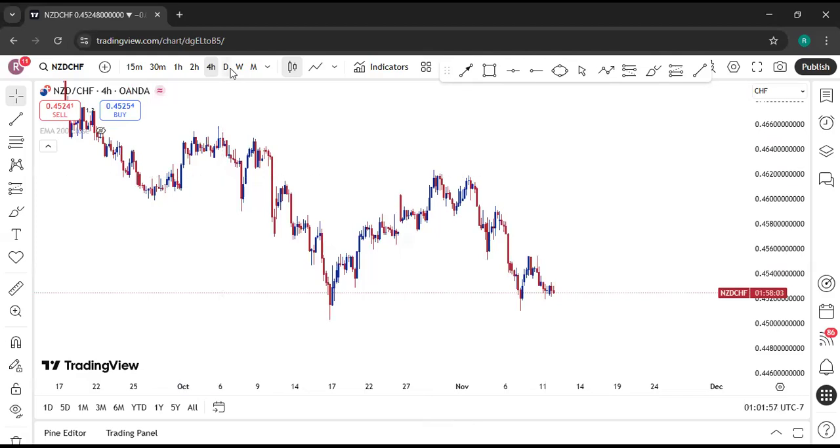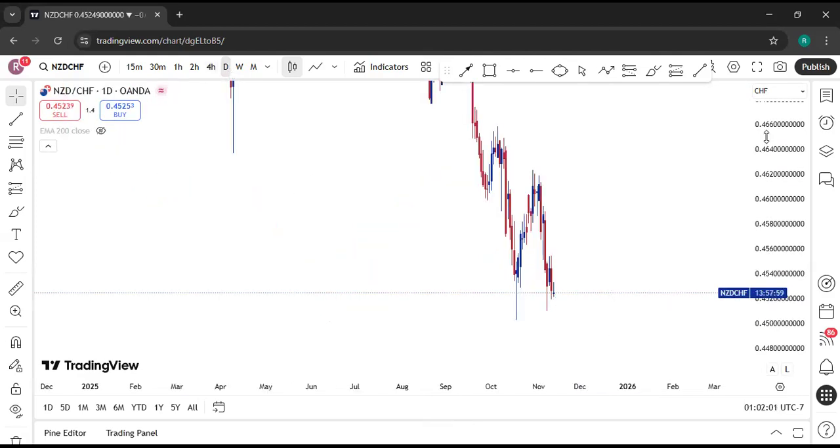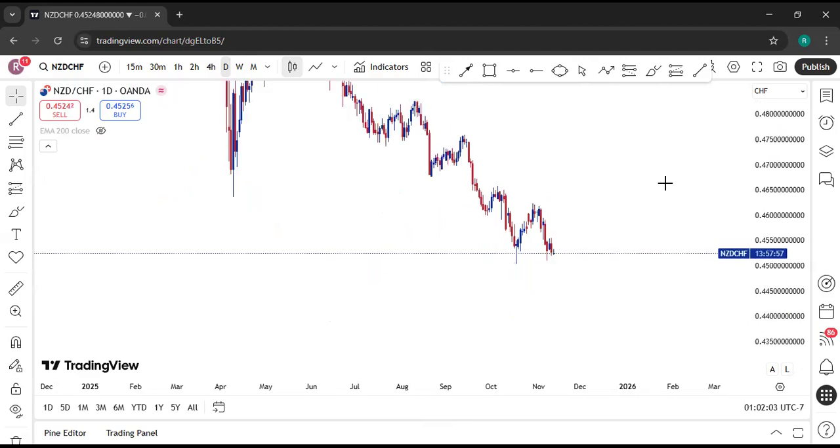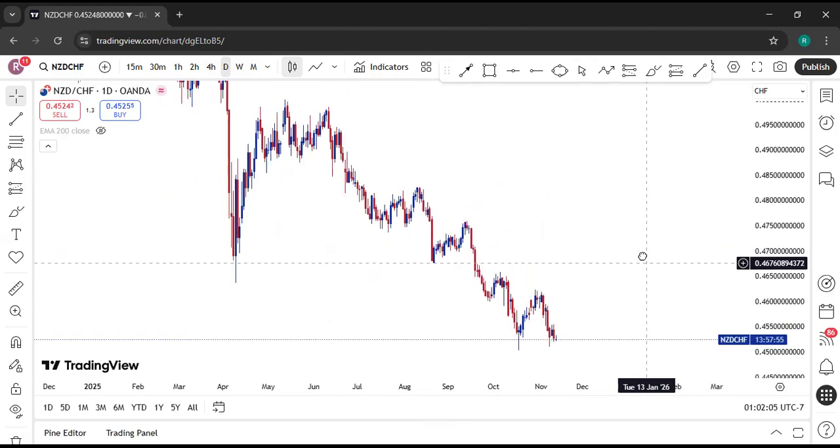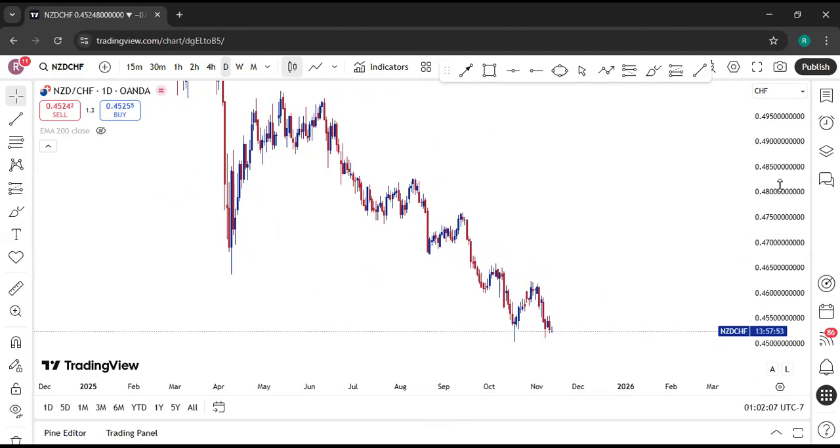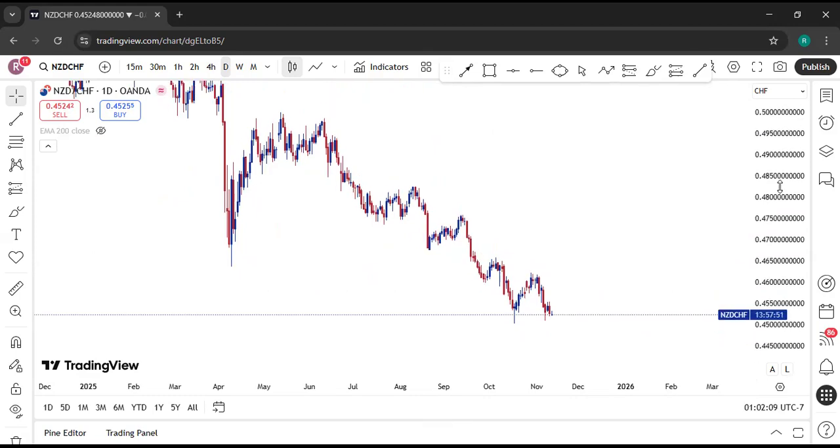So let's go right ahead to how this setup came about. Now, every time you come on the chart as a trader, what you always want to do, first of all, is to ask yourself, what is the market doing at this point in time? Is it trending to the upward side or is it going downwards?